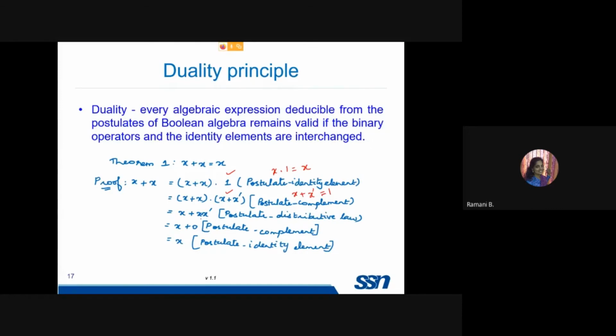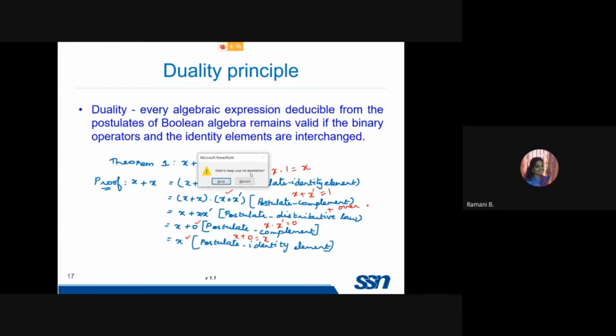Then here we are using the distributive law, that is plus over dot. So x plus into x dot x bar will give me x plus x dot x plus x bar. And this is again the result of the complement, so x dot x bar is equal to 0. Then again, with respect to the identity element, x plus 0 is equal to x. This is how we should give the proof for it.